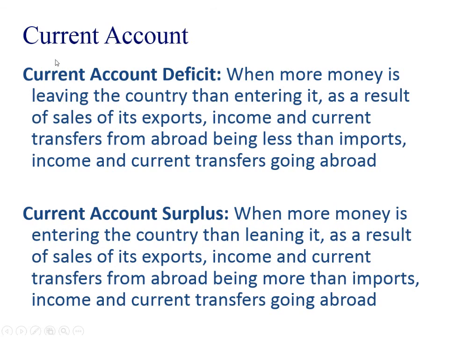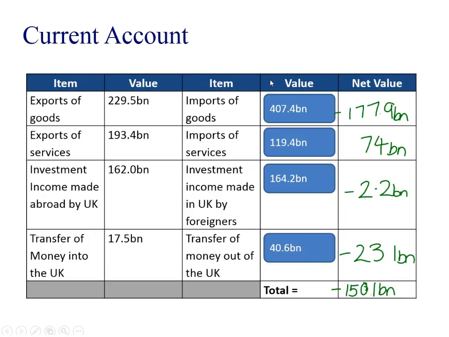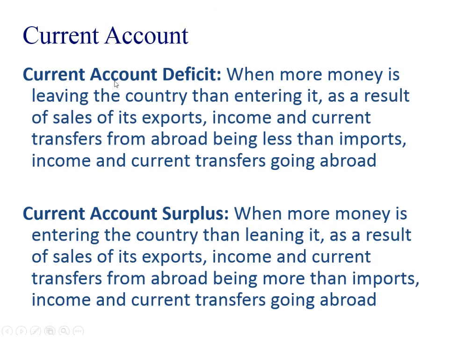So when we're looking at the current account, we're looking at trade, really, and the movement of money in and out of a country. Whereas if we're looking at fiscal, we're looking at government spending and taxation. Anyway, back to current account deficits. A current account deficit is where you get a negative at the end. It's more money leaving the country than entering it, as a result of maybe your exports, income, and current transfers from abroad being less than imports, income, and current transfers going abroad.